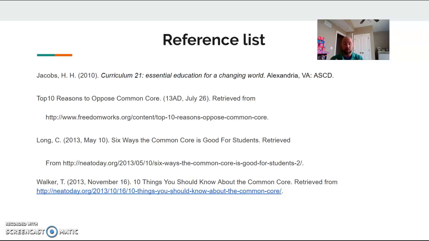Have we adopted some of the Common Core? Yes, but we still have to go back and reference our Kansas state standards with the Common Core state standards.